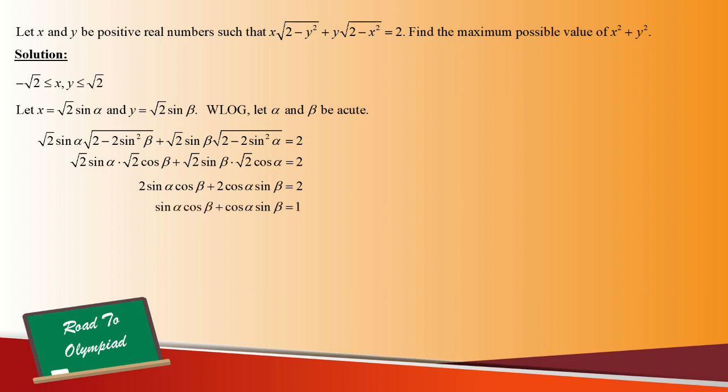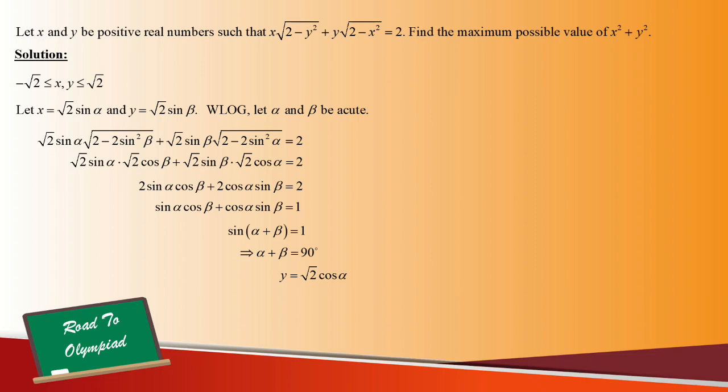Dividing by 2, we notice that the expression on the left hand side can be further simplified by the addition formula of sine, which gives us sine of alpha plus beta is equal to 1. And since alpha and beta are both acute, this implies that alpha plus beta must be equal to 90 degrees. Substituting beta is equal to 90 minus alpha, we have y is equal to square root of 2 sine of 90 minus alpha, which is equal to square root of 2 cosine alpha.